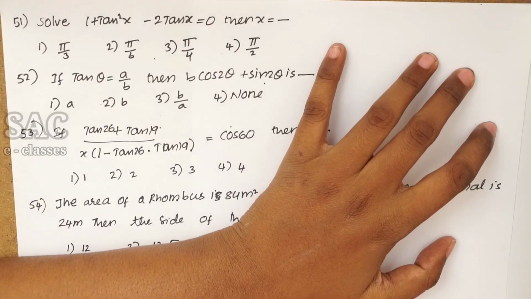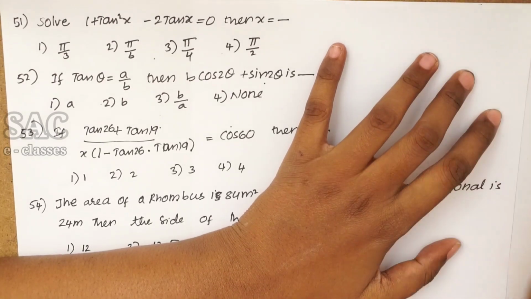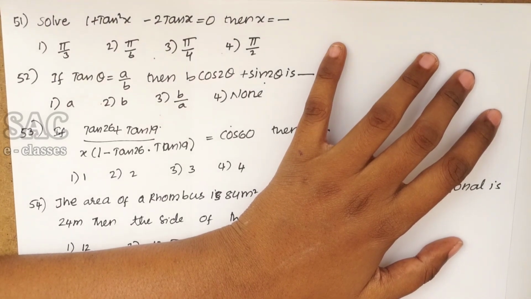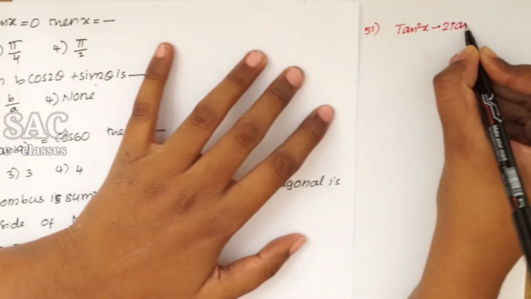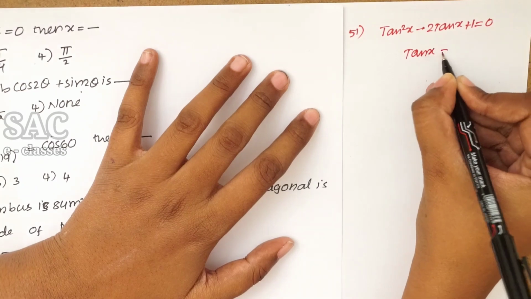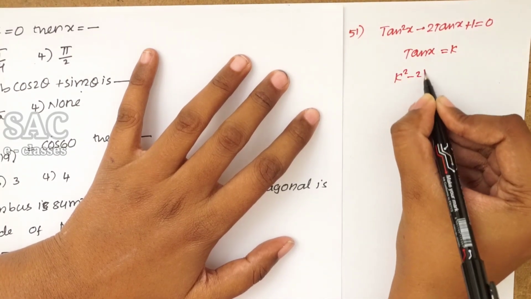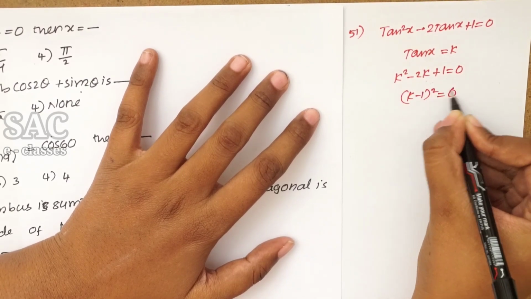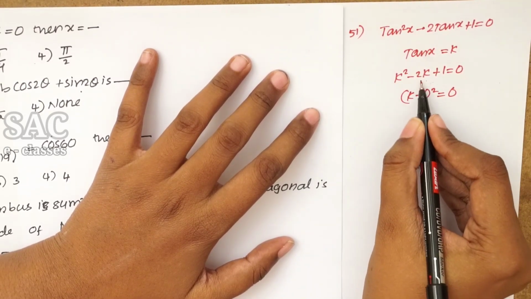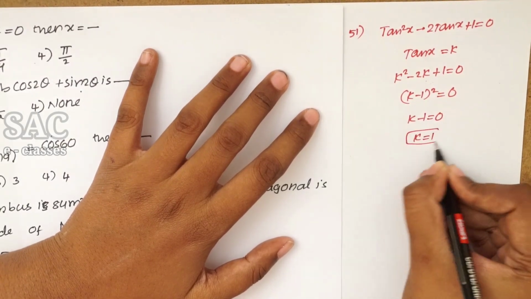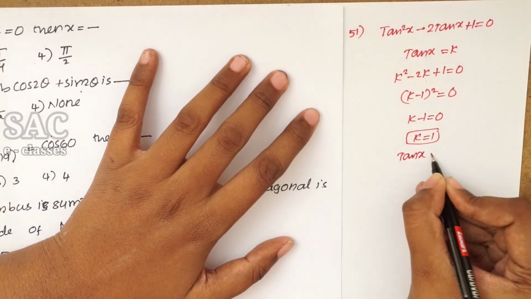Now look at problem number 51. Solve 1 plus tan square x minus 2 tan x is equal to 0, then x is equal to. Let us write this in order. Let me assume tan x is a helping variable k, so k square minus 2k plus 1 equal to 0. Definitely k minus 1 whole square equal to 0, because it is looking like a square minus 2ab plus b square. Then k minus 1 equal to 0, then k equal to 1. Tan x is equal to 1.